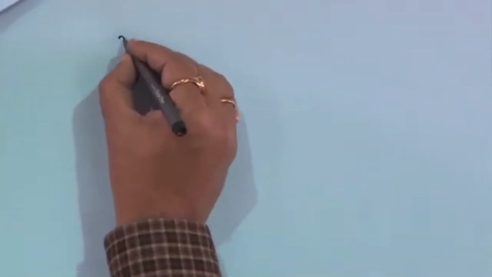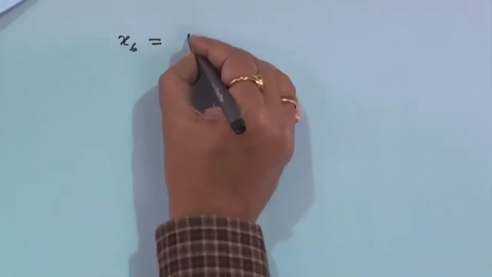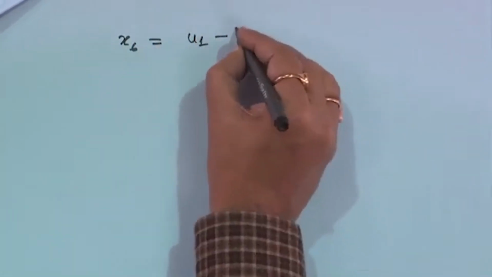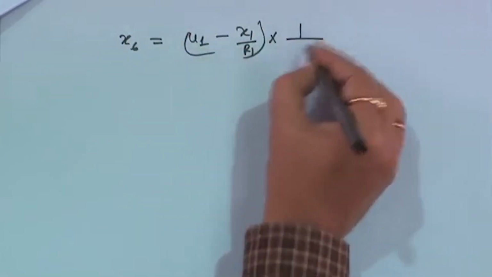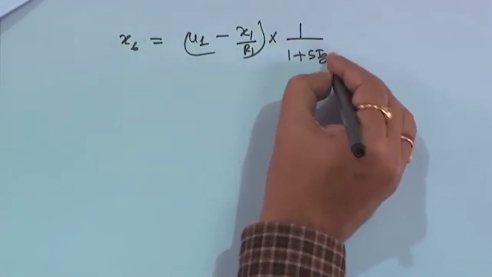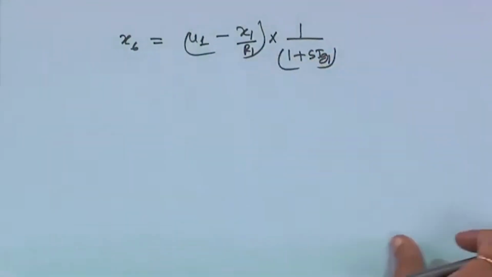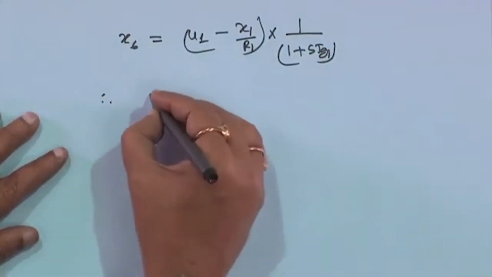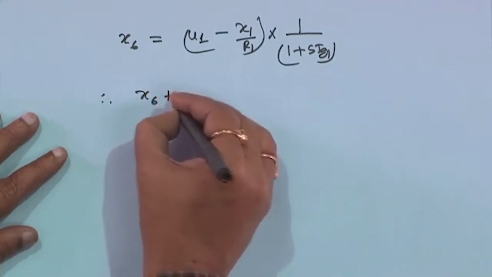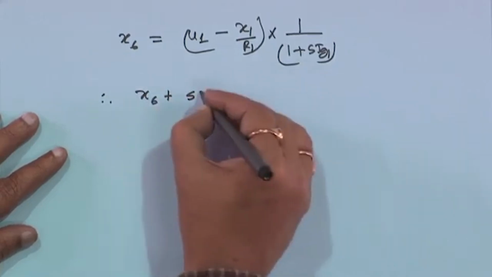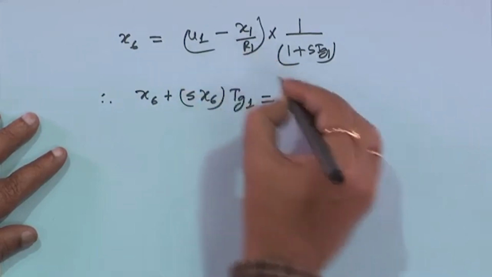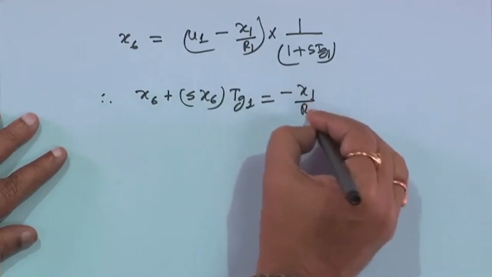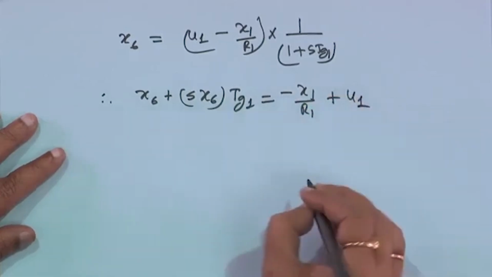That means we can write x6 = u1 − (x1/r1) · 1/(1 + s·Tg1). So if you go for cross multiplication, it will be x6 + s·x6·Tg1, writing this one first, = −x1/r1 + u1.